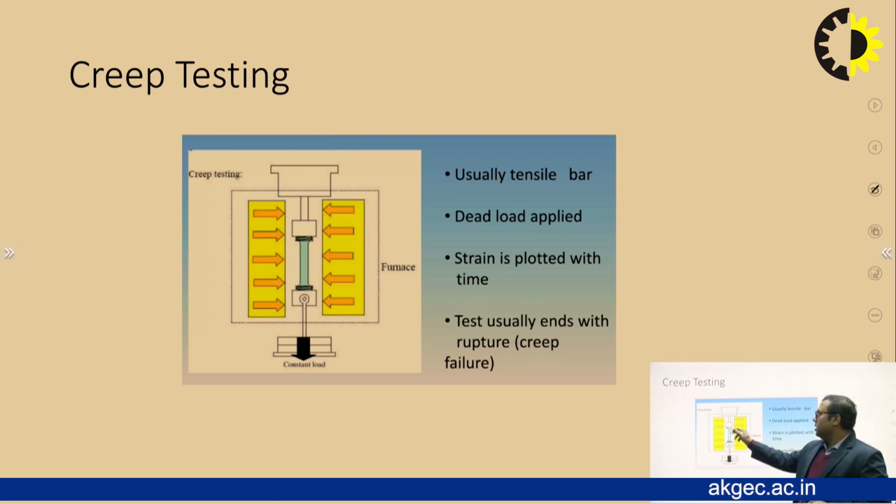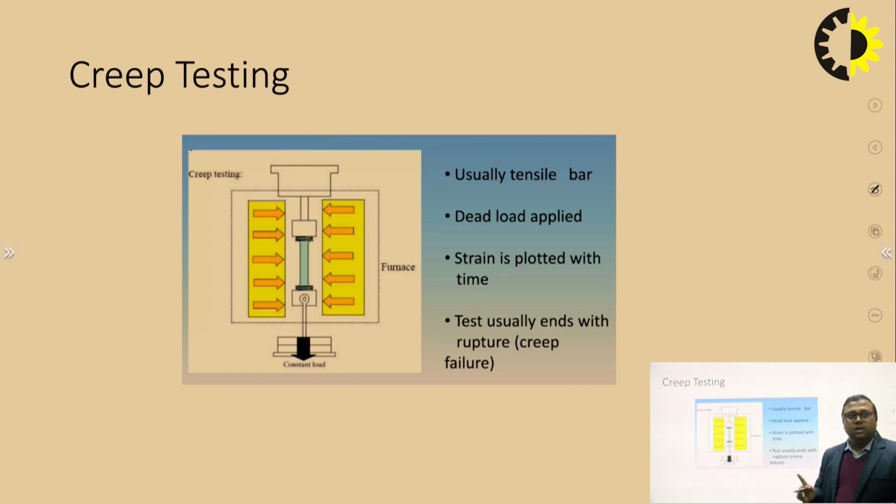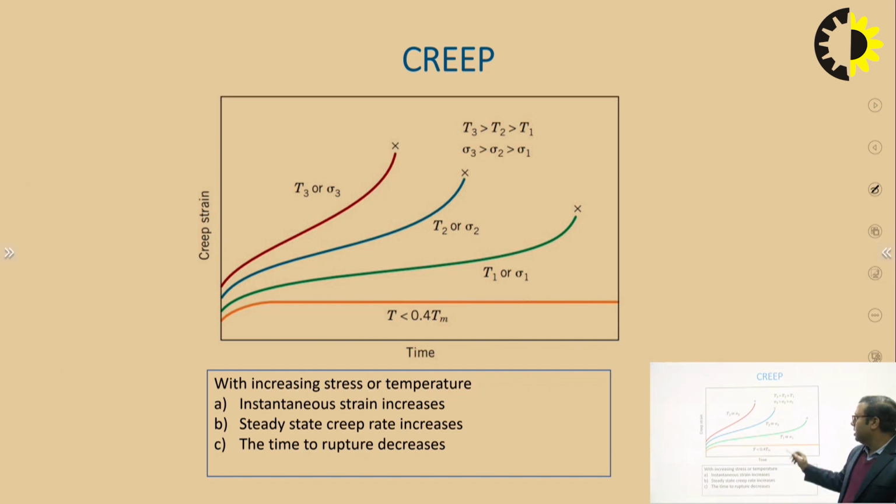You can see that a furnace is there which maintains the temperature, that is 40% of the melting point, and a constant load is applied. Due to this constant load at constant temperature, the material deforms and shows strain, and this strain versus time curve is drawn in creep testing. So this is the graph for creep strain and time at different temperatures.